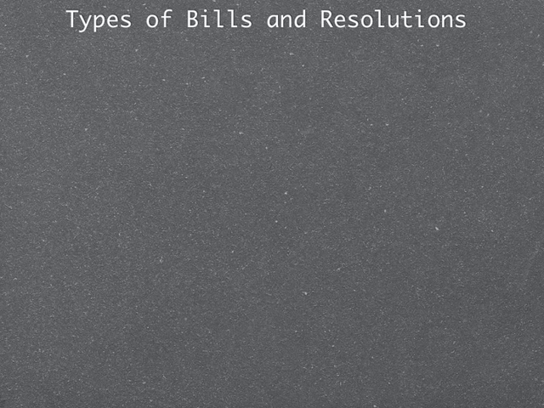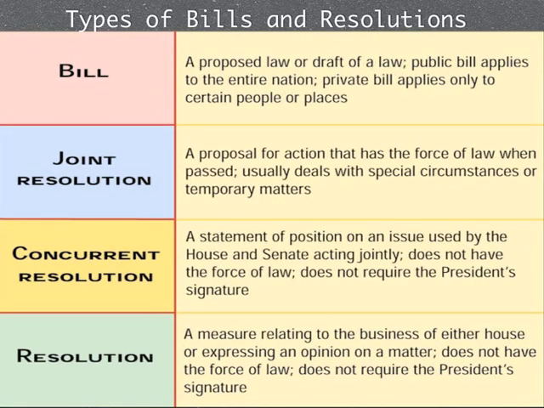Types of bills and resolutions. A bill is a proposed law or draft of a law. A public bill applies to the entire nation. A private bill applies only to certain people or places.